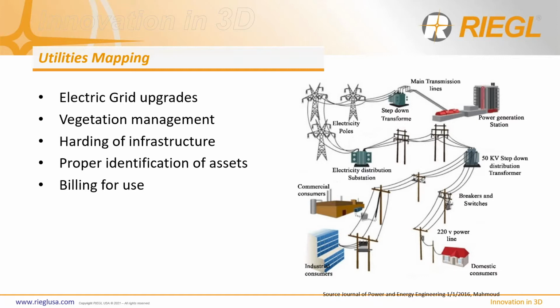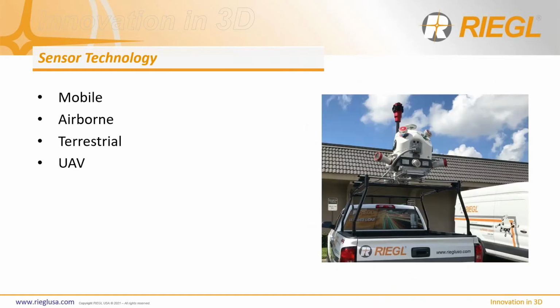And of course, another thing is billing for use. A lot of utilities provide power to all the different municipalities for their streetlights, but they don't necessarily know how many are actually there, and they bill per pole or per streetlight, and sometimes those numbers don't line up right. So another great reason to look into asset management from the ground, because you can see power poles and utilities from a different angle.